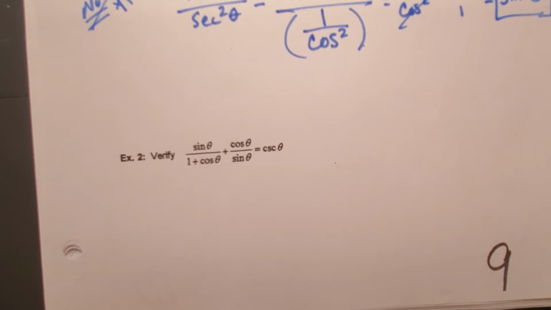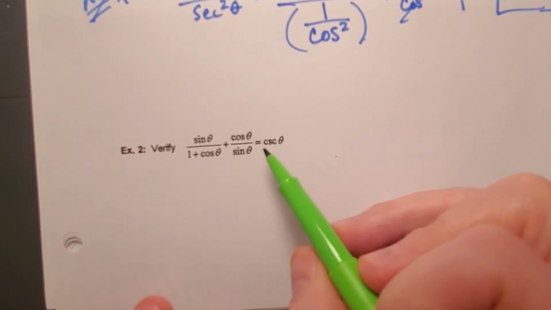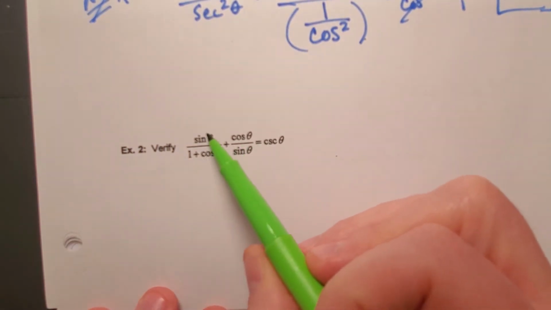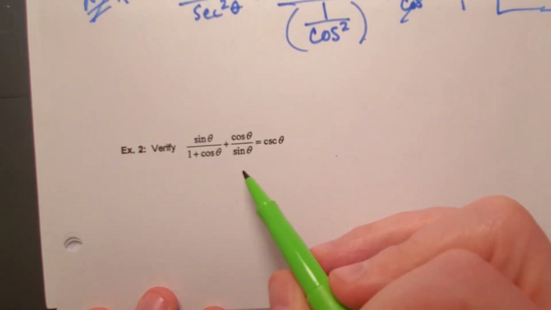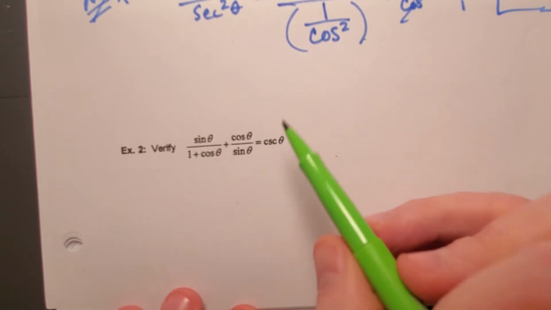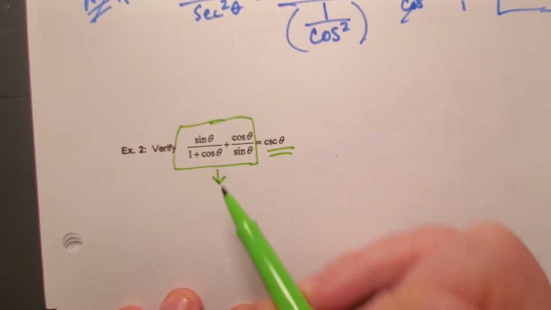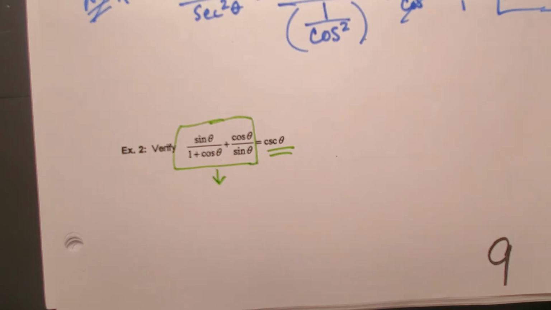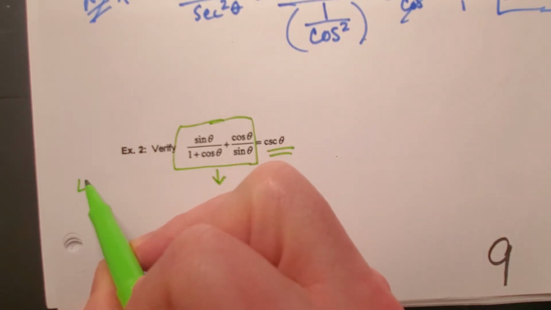So some of you guys get the idea of what that looks like right there. Okay, verifying. You have sine theta over 1 plus cosine theta, plus cosine theta over sine theta. Taking a look at it, we want to rewrite this complicated part. Nothing comes to mind. Nothing cancels out right away. I think all we're going to do is get the lowest common denominator and get them into one fraction.